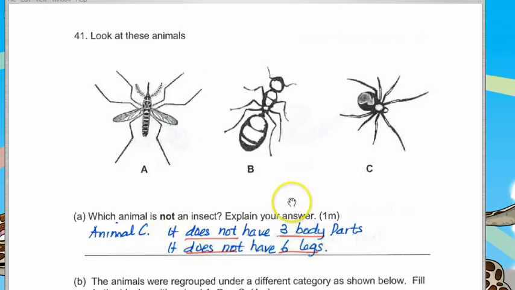Okay, that means you can't say it this way: this is not an insect because it has 8 legs. No, you must say this is not an insect because it does not have 3 body parts. Or C is not an insect because it does not have 6 legs. That is how you should answer. That's why it is not called an insect, because it doesn't have the features of an insect.